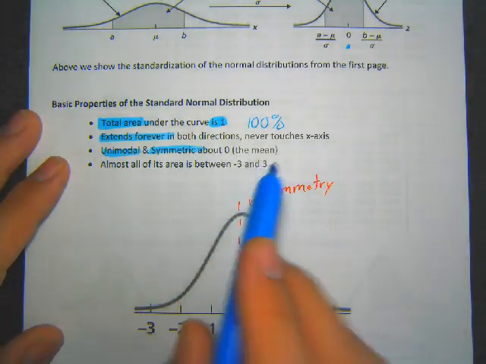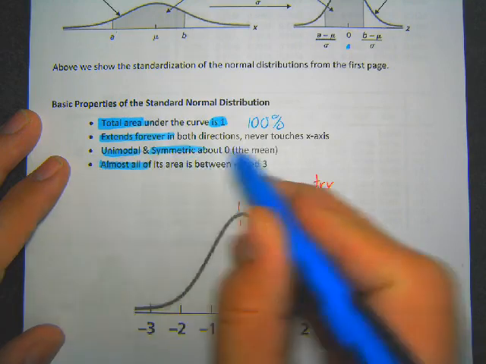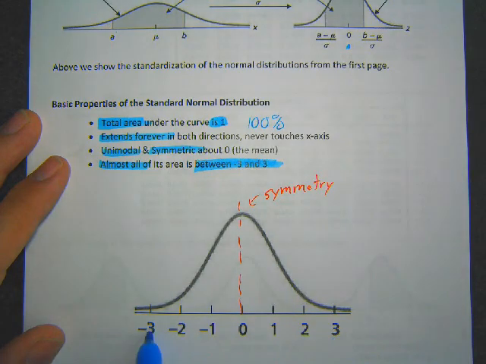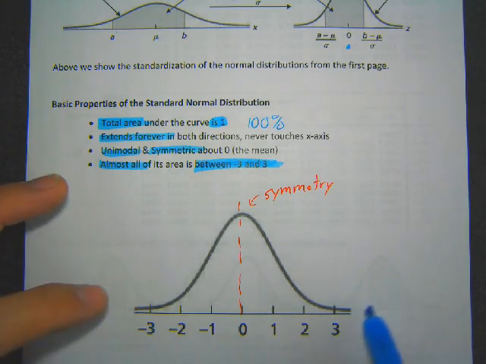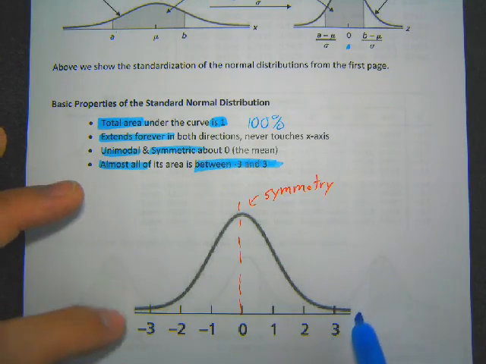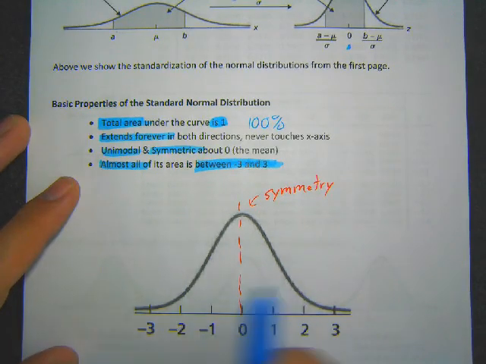Almost all of its area is between -3 and 3. So almost all, not quite all, but almost all is between -3 and 3. So most of the values we care about are in this range. We usually don't care a lot about the stuff down here. We just got to remember that's not 0. It's not empty on the ends. There are still values out here, but most of the values are in the middle.